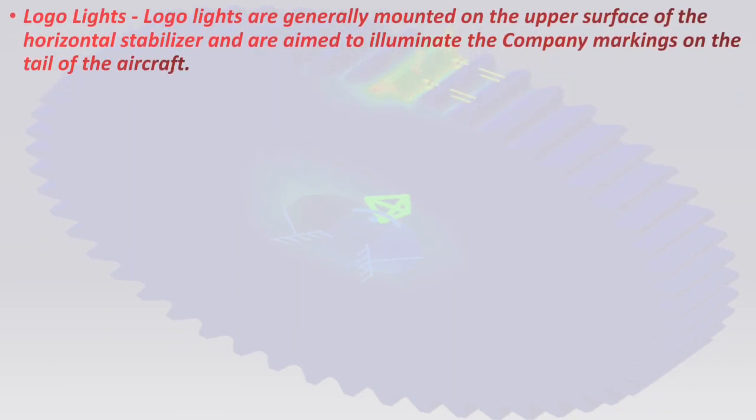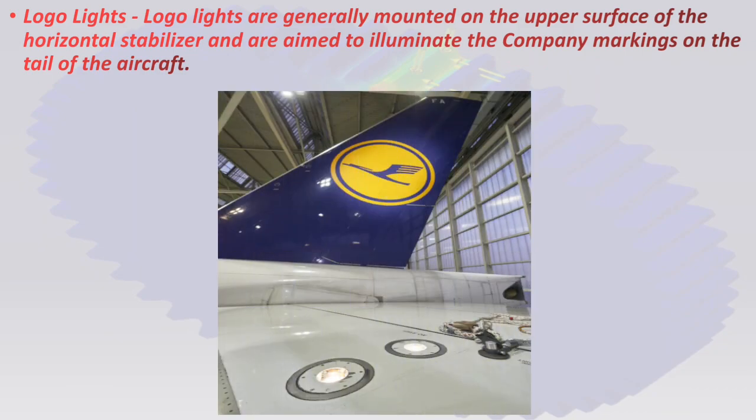The next one is logo light. Logo lights are generally mounted on the upper surface of the horizontal stabilizer and are aimed to illuminate the company marking on the tail of an aircraft. Now you can see here the light mounted on the upper surface of the horizontal stabilizer and its beam focuses on the vertical tail where the logo of the company can be painted.